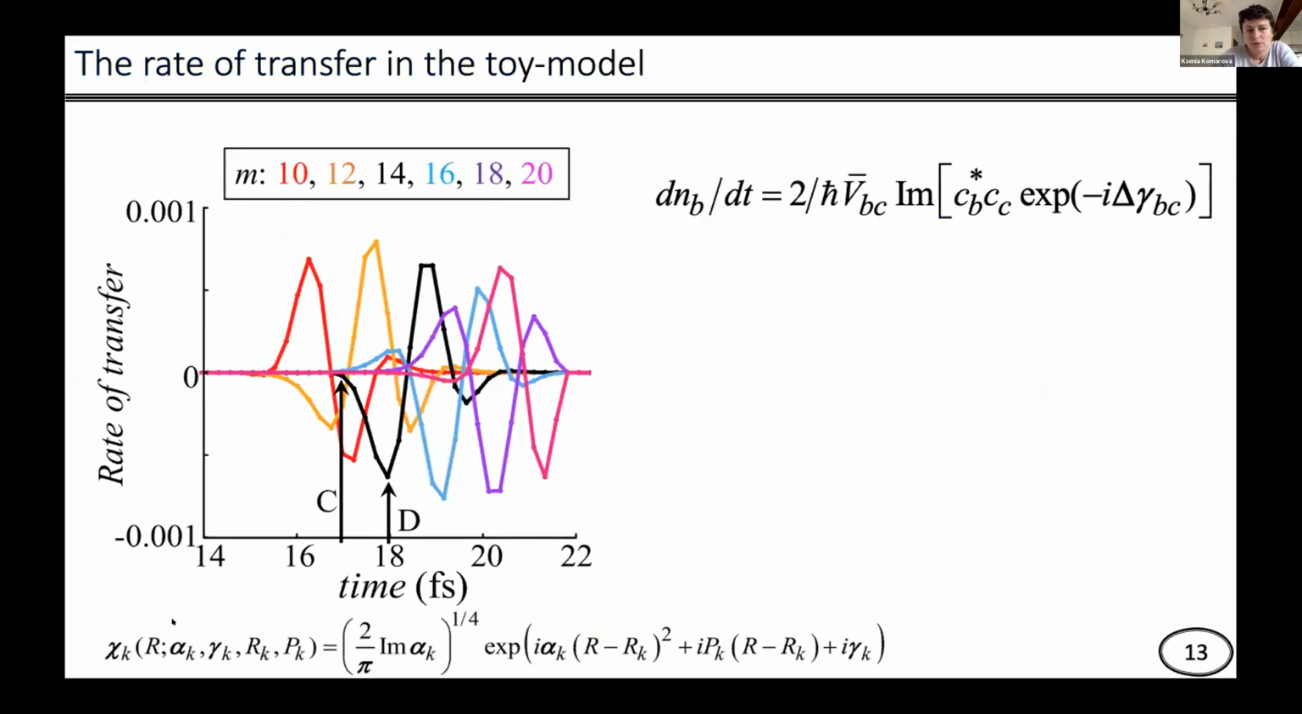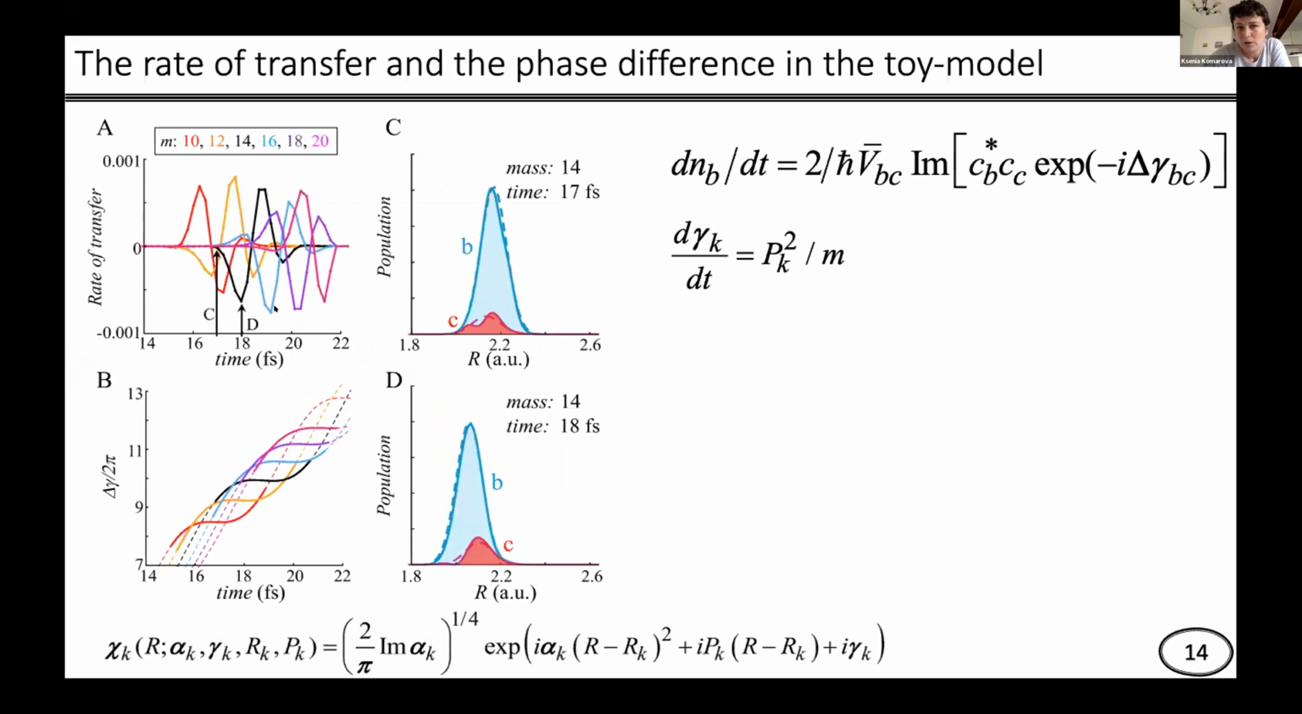Okay, and now here is the plot for the rate of transfer for the toy model for different masses, 10, 12, 14, at the time of the coupling. So we have no transfer, then we have positive, acquiring population, negative for mass 10. Then for 14, it actually happens later, of course, because heavier masses move slower. But also, it has actually the opposite rate of transfer. It first depletes and then acquires. And then some of them have a completely different shape of the rate of transfer, and only at mass 20 were we able to recover the same pattern for the rate of transfer. So this makes us think that it is related to the phases and basically to the trigonometric circle.